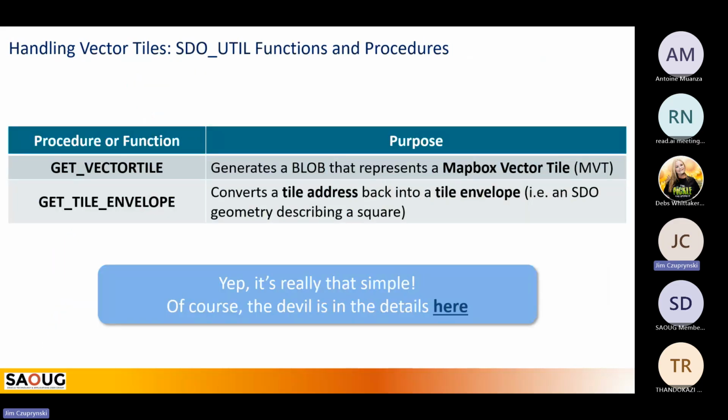The cool thing is with 23AI, I only need to know 2 procedures or functions: get vector tile and get tile envelope. Those are the only 2 I need. Get vector tile will generate what's called a blob, a data type of type BLOB, that represents what's called a Mapbox vector tile, an MVT. There's another function called get tile envelope. We'll see an example of that. If I know the tile address, I can tell you where the tile envelope, the boundaries of that vector tile, are, and at what zoom level.